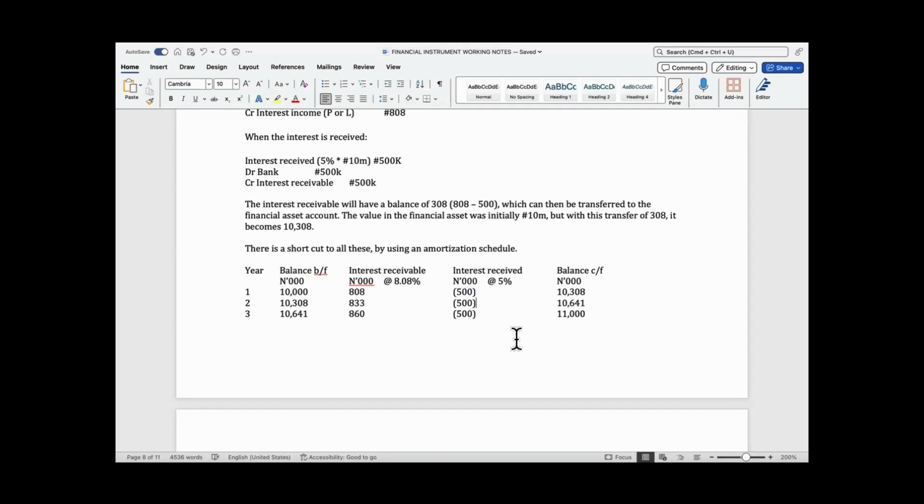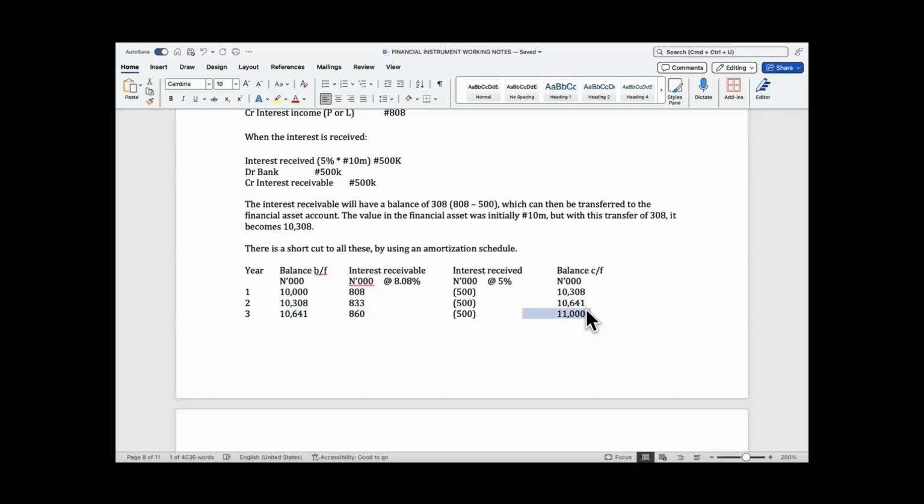You remove the 500, because the 500 is constant. Don't forget, it's always 5% on the principal amount. It doesn't change. So 500 every year. So you are left with a balance of 10,641, which you carry forward as well. 8.08% of 10,641 again, you get 860. You remove the 500, you are left with 11,000.